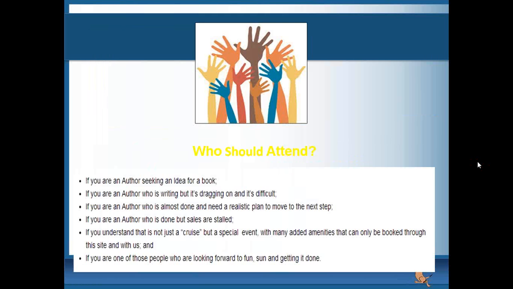Okay, so who should attend? Authors that are looking for ideas for a book. Maybe you haven't started writing your book yet. Any author who's writing now, your writing is underway, but it's dragging on, and you're finding it hard to finish your book. If you're almost done, but you need a realistic plan to move to the next step, Georgia is going to be doing a lot of strategic teaching on board.